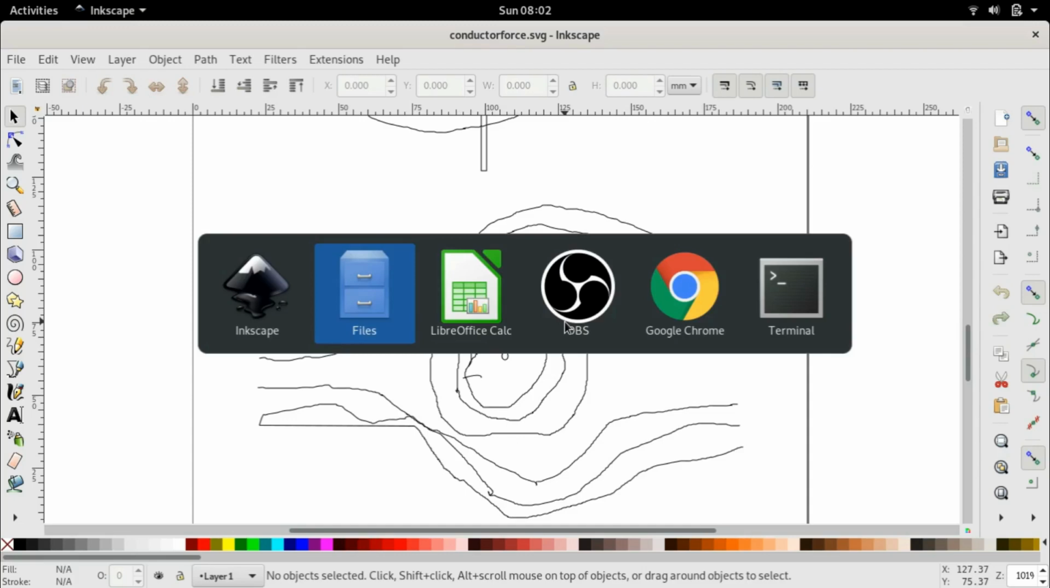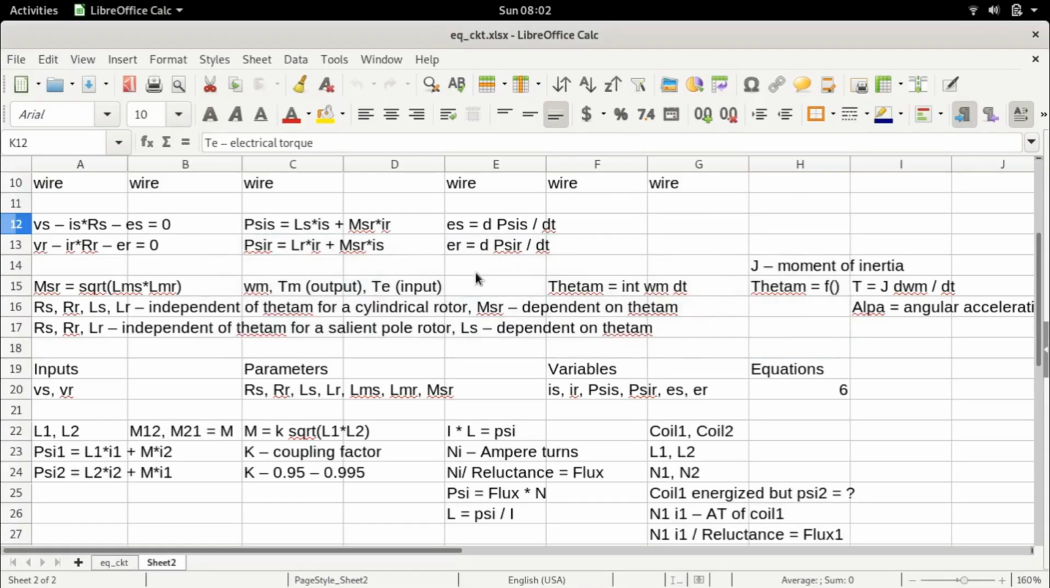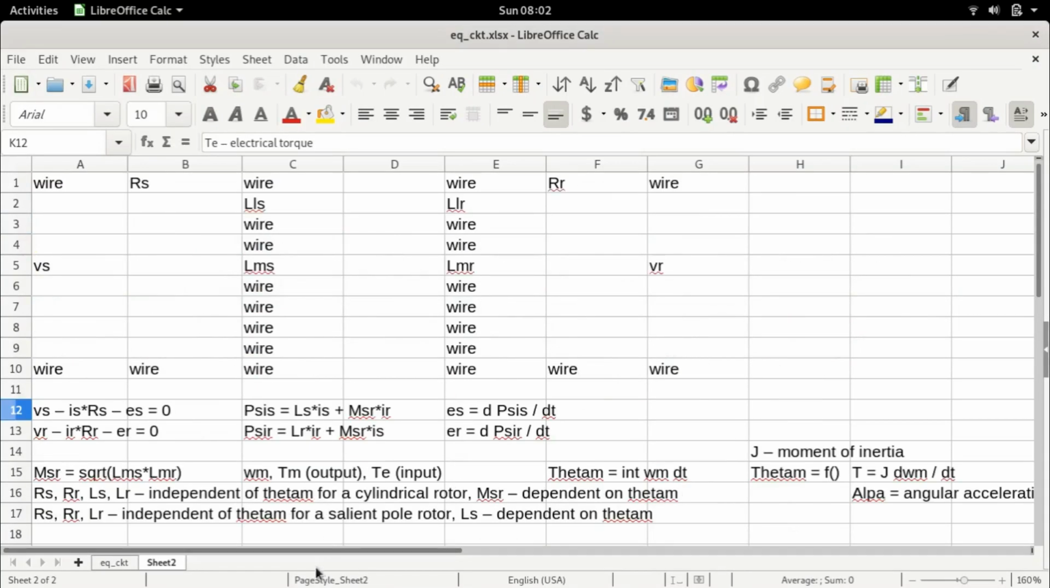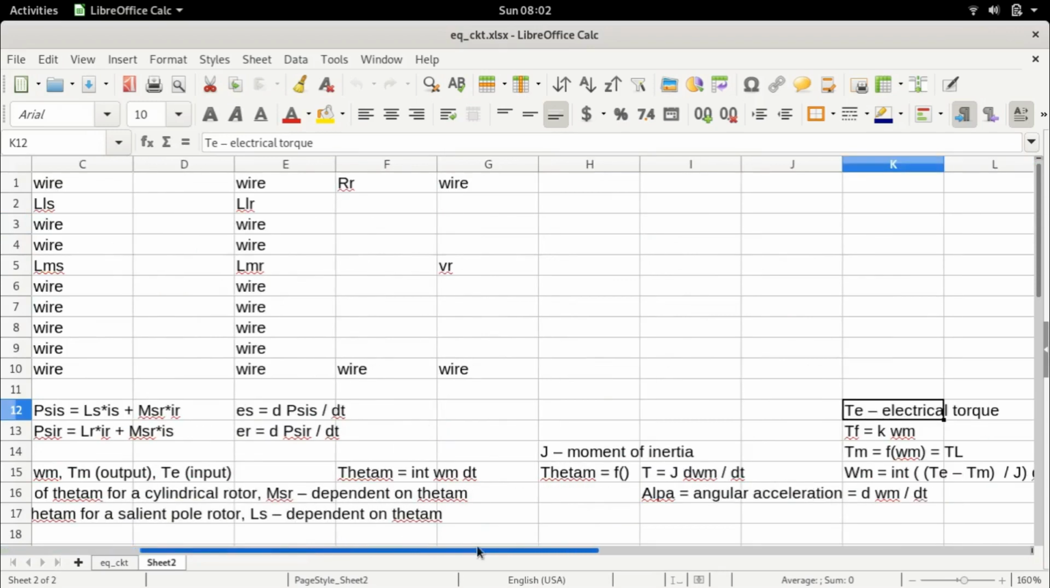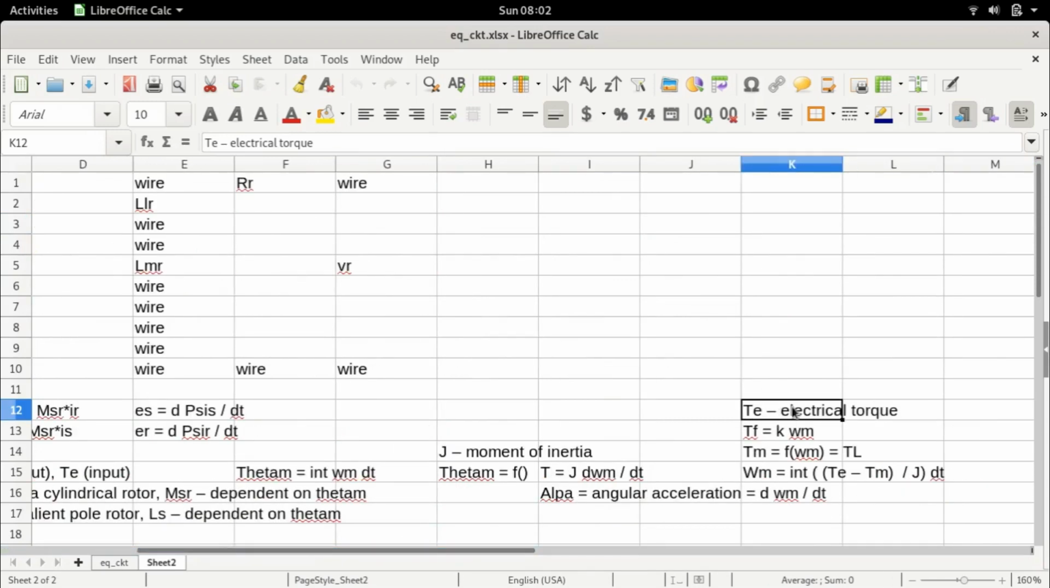And of course, if you want to know why we are doing all this, the reason is that we wish to find out how we can determine this electrical torque. Because if we can find out this electrical torque, we can then find out how the speed of this motor changes with respect to time, because the speed of the motor is the difference between the electrical torque and the mechanical torque, as an integral with respect to the moment of inertia of the machine.